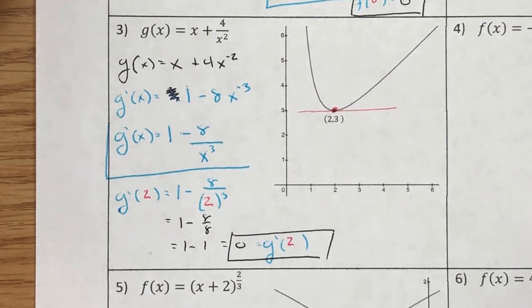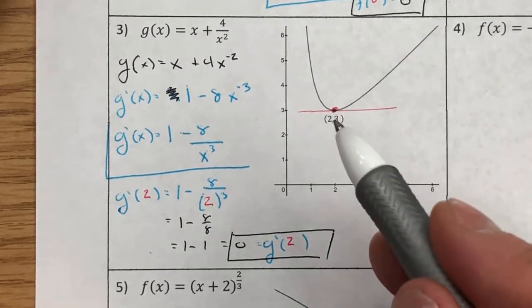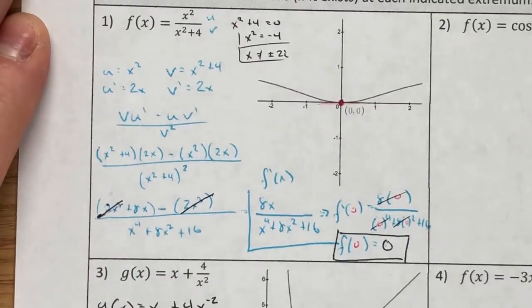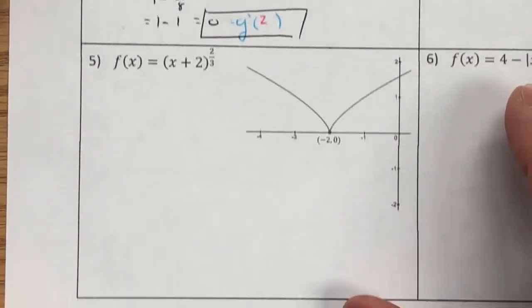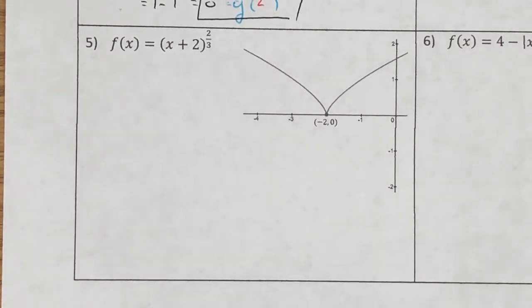Okay, so it seems like we've got a common theme. The derivative at a relative extrema in the first one and in the second one were both 0. So what I want you to try is number 5. Pause the video, unpause it when you're done, and see how well you did.